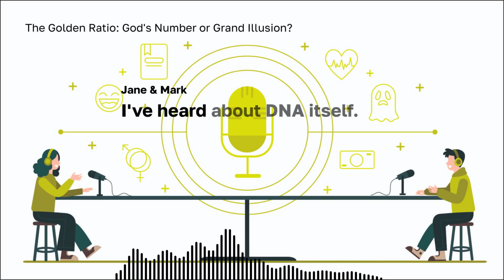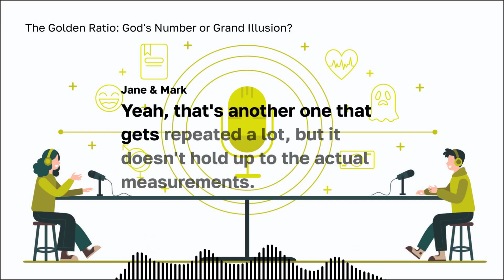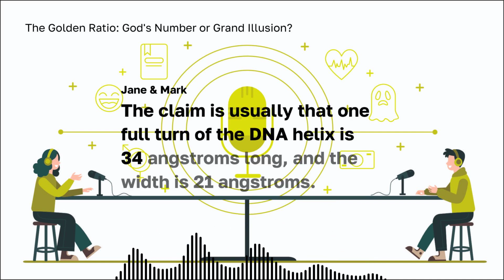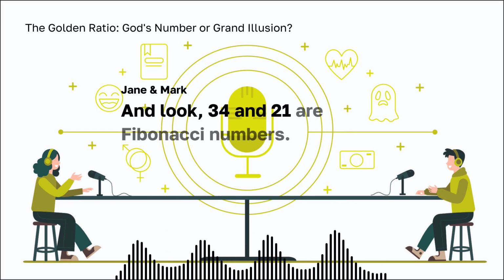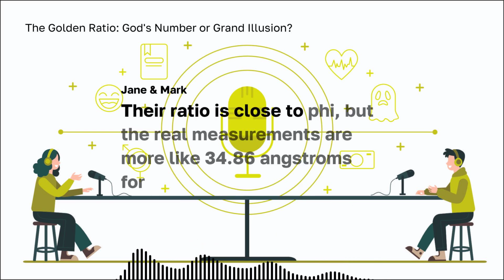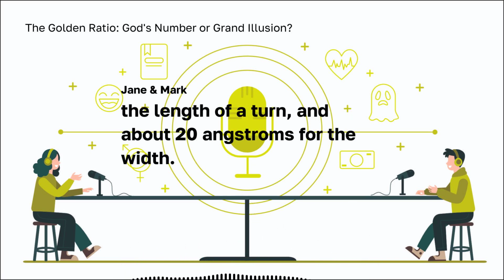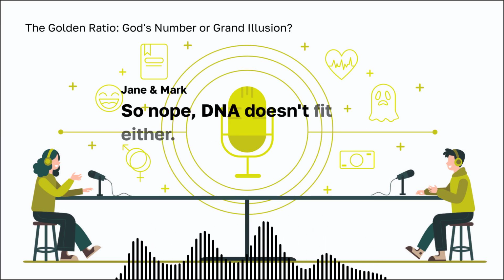What about the claims I've heard about DNA itself, like the dimensions of the double helix? Yeah, that's another one that gets repeated a lot, but it doesn't hold up to the actual measurements. The claim is usually that one full turn of the DNA helix is 34 angstroms long, and the width is 21 angstroms. And look, 34 and 21 are Fibonacci numbers. Their ratio is close to phi, but the real measurements are more like 34.86 angstroms for the length of a turn and about 20 angstroms for the width. The ratio there is closer to 1.74, which is not 1.618. So, nope, DNA doesn't fit either.